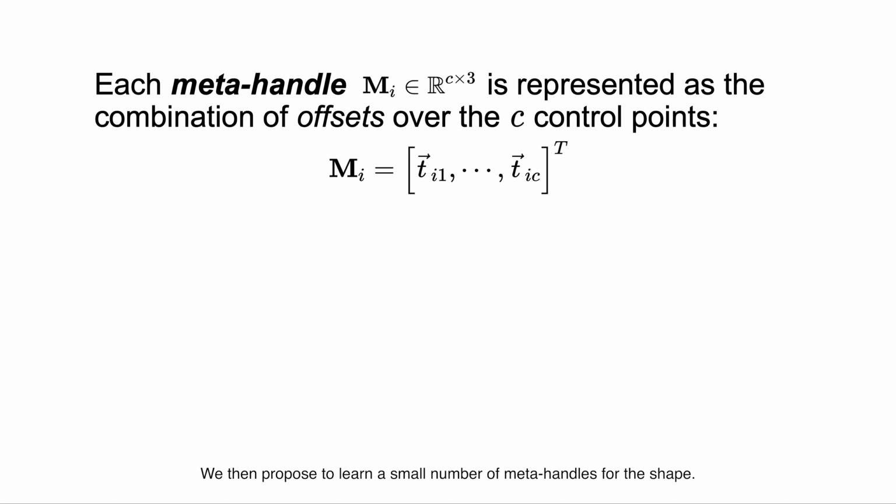We then propose to learn a small number of metahandles for the shape. Each metahandle Mi is represented as the combination of the offsets over the C control points. In contrast to a single control point that mainly affects a local region of the mesh, each metahandle is expected to provide a more intuitive deformation.